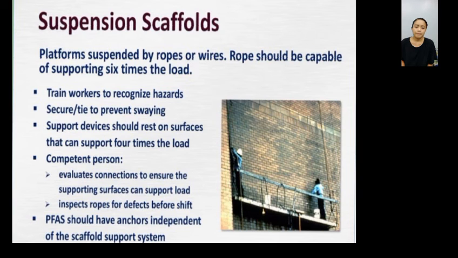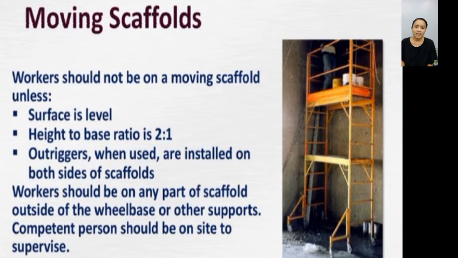Moving scaffold. Workers should not be on a moving scaffold unless surface is level, height to base ratio is 2:1, and outriggers when used are installed on both sides of scaffolds. Workers should not be on any part of scaffold outside of the wheelbase or other supports. Competent persons should be on site to supervise.